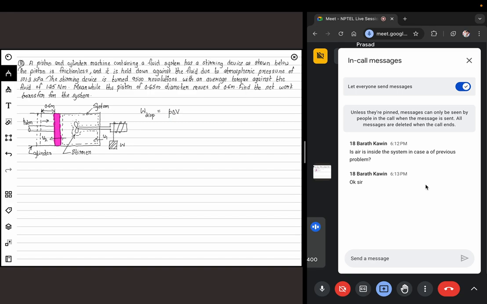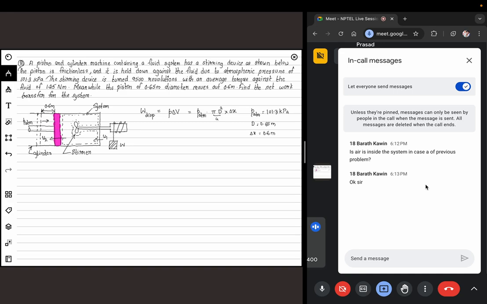So how do I calculate delta V of the gas? We know the area of the piston. The diameter of the piston is given to be 0.65 meter. So we know the area of the piston and we know how much it displaced. So delta V is A times delta X. Your pressure is atmospheric pressure, since you are assuming it's a very slow process, and area is pi times d square by 4 times your delta X. So atmospheric pressure is given to be 101.3 kilopascal, diameter is 0.65 meter, and delta x is 0.6 meters.